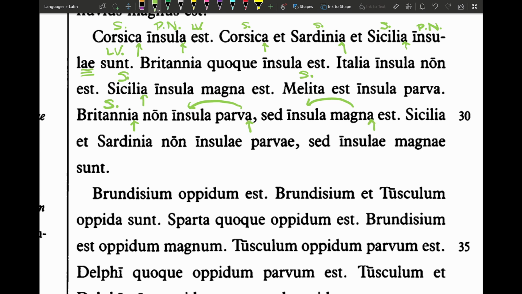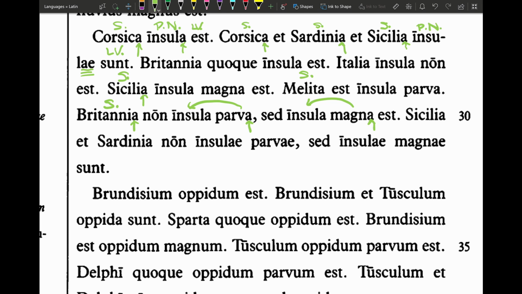The case of insula is the first declension feminine noun. It's in the nominative singular. So parva must agree. So it has to be nominative singular, and it's feminine. Same with magna on this insula. Nominative singular, and it's feminine. Moving on. Sicilia et Sardinia non insulae parvae, sed insulae magnae sunt.